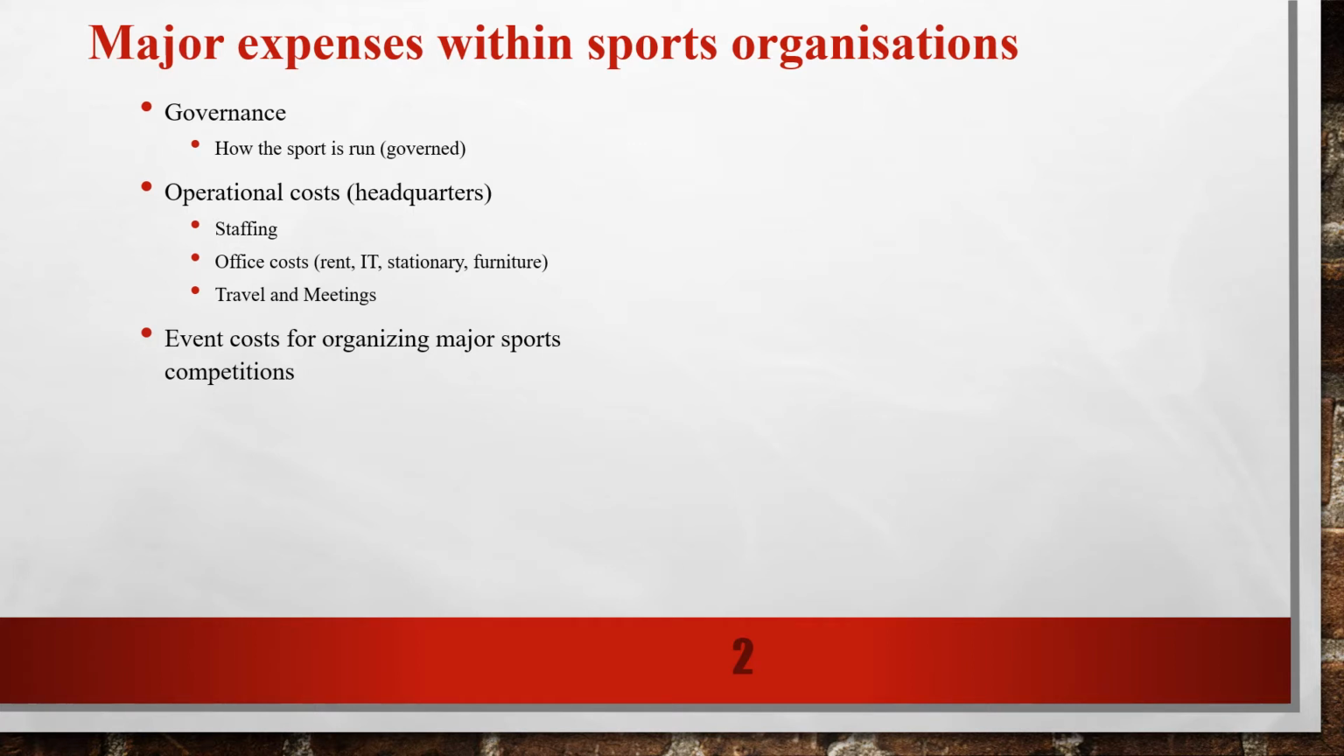Event costs. These are the costs involved in organizing and running a major event such as a World Cup or the Olympics, or running a league such as the NBA or the English Premier League. And the costs run into billions of dollars. And for organizations such as FIFA and the Olympics, this is their biggest expense. And obviously, within this heading, there are many hundreds of individual cost lines.